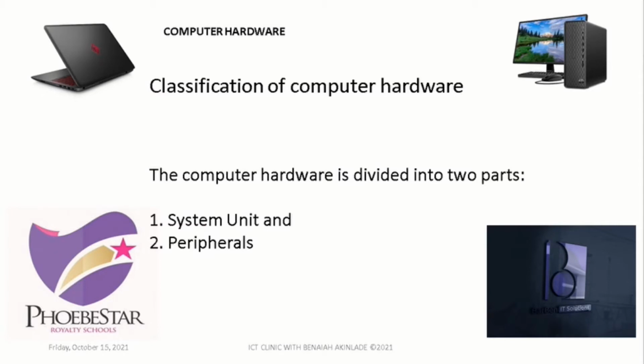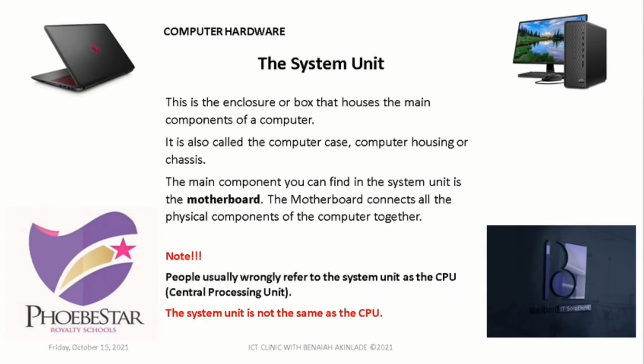The computer hardware is also classified into two categories. The first one is the system unit, and the second one is the peripherals. What do you understand by system unit? The system unit is the enclosure or box that houses the main components of a computer.